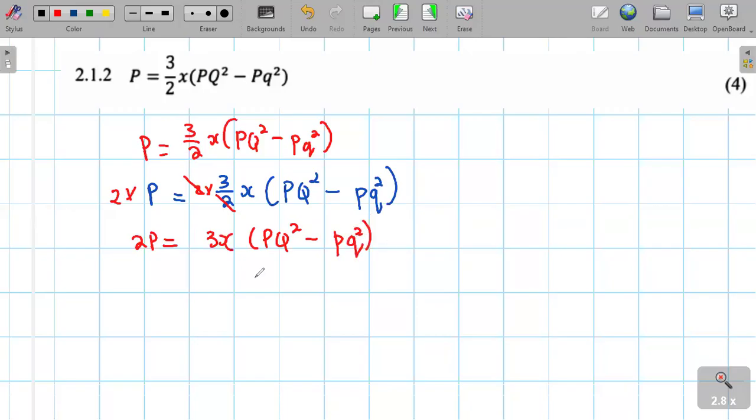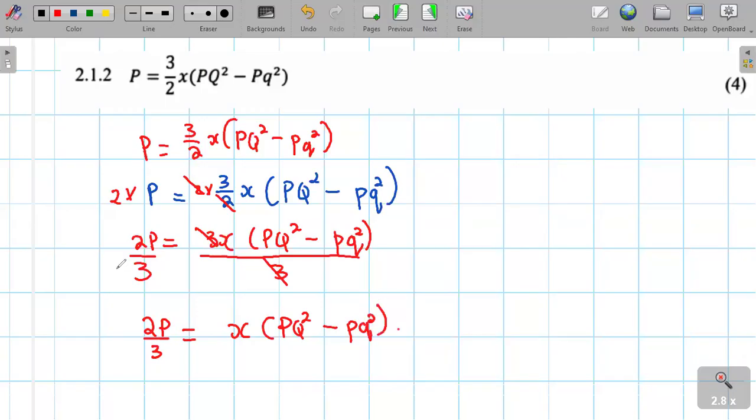All right. What can I do? I'm looking for x. I'm just going to divide both sides by 3. I'm taking it step by step, divide by 3. This cancels this. What am I left with? I'm left with 2p over 3 equals x times (pq squared minus pq squared). All right, it's now easy. We can see that we have to divide through. Take it step by step.